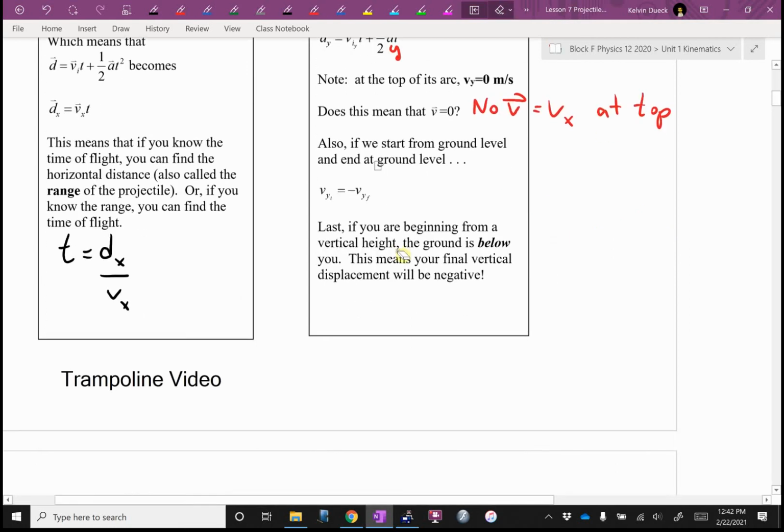Last, if you're beginning from a vertical height, a cliff, the ground is below you. This means your final vertical displacement will be negative.